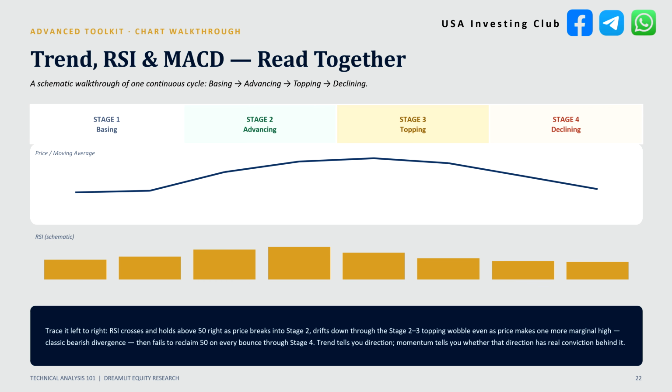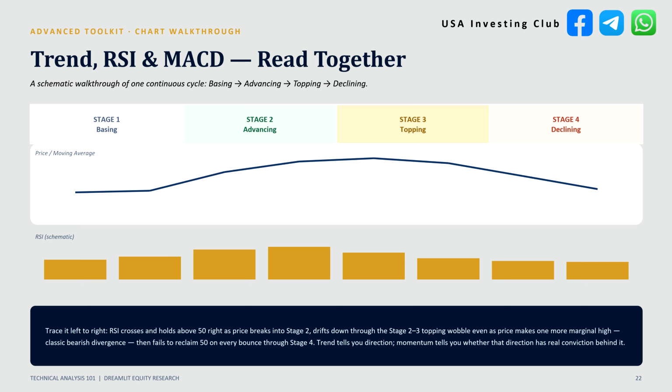Let's walk through one complete, schematic cycle: basing, advancing, topping, declining, tracing price and RSI together from left to right across all 4 stages. Watch the price and moving average line at the top, essentially flat through stage 1, then rising steadily through stage 2, curving over into a rounded peak through stage 3, and declining steadily through stage 4.